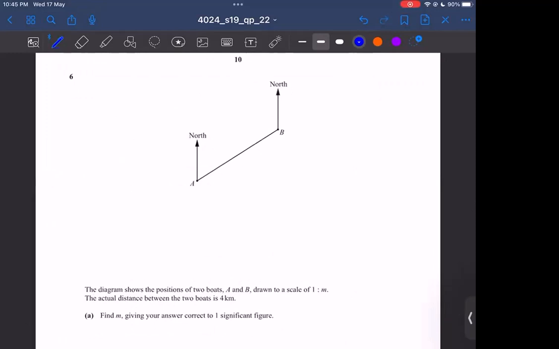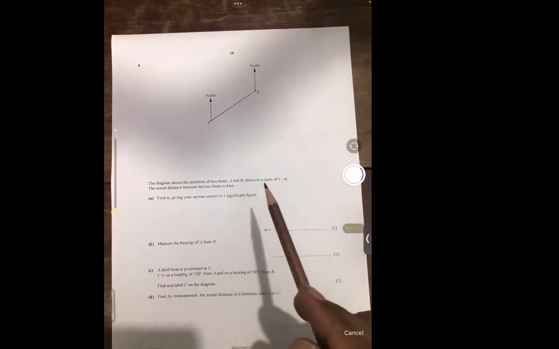They are asking: the diagram shows the position of two boards A and B drawn to a scale of 1:m. The actual distance between the two boards is 4 kilometers. A and B are two boards. The actual distance over here is 4 kilometers. Find M, giving your answer correct to one significant figure. Since the scale is 1:m, we have to find out the value on this paper as well.